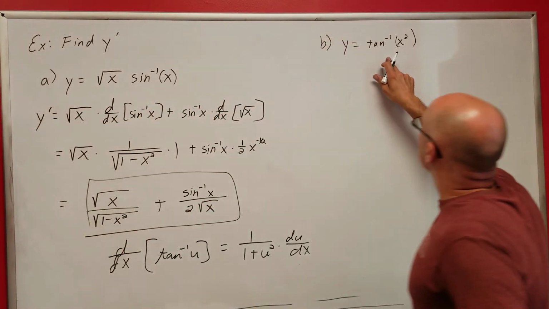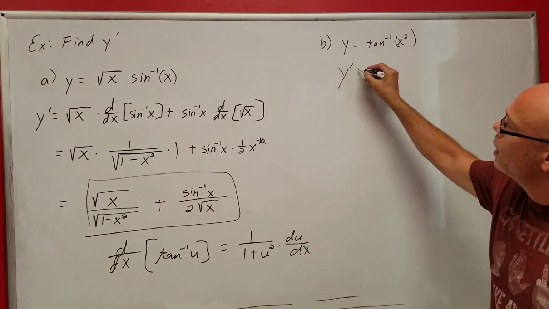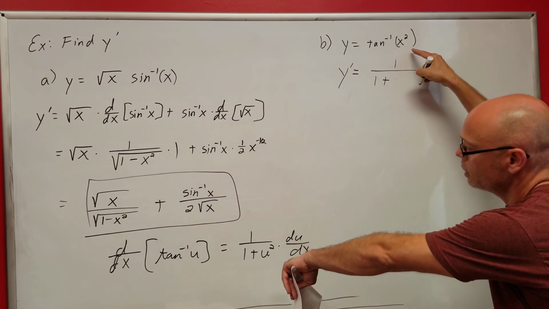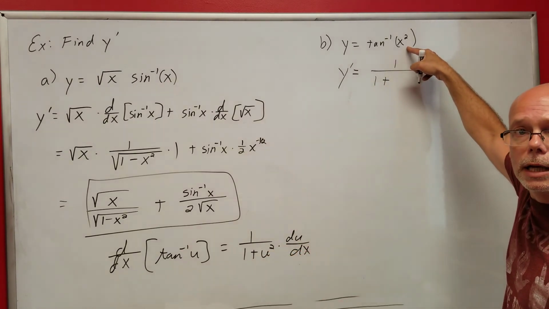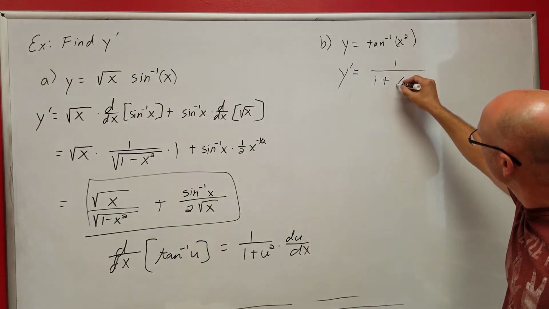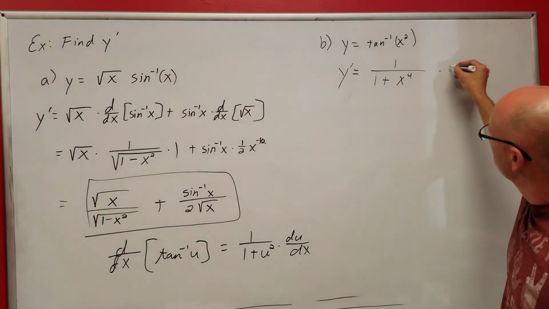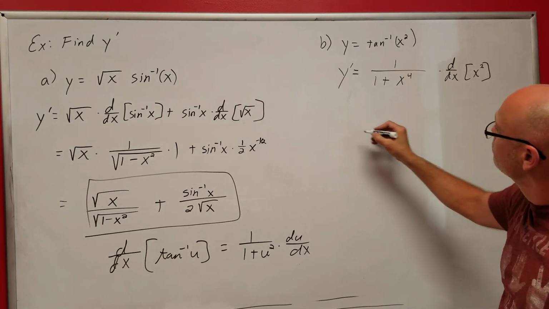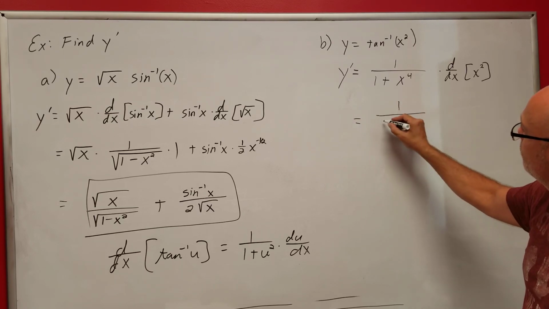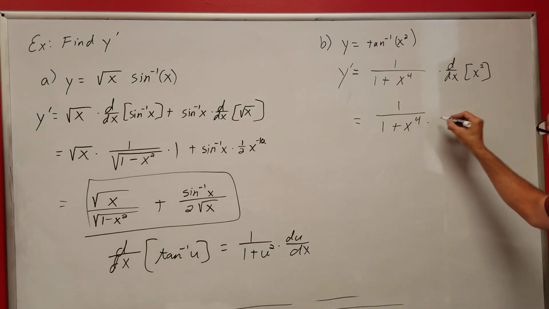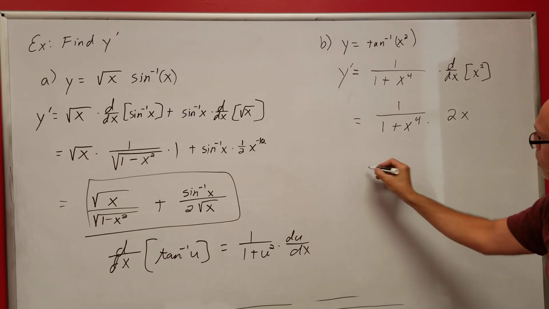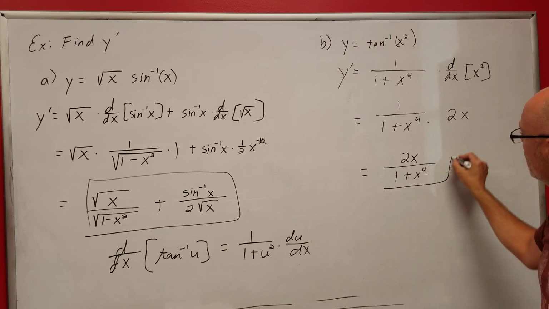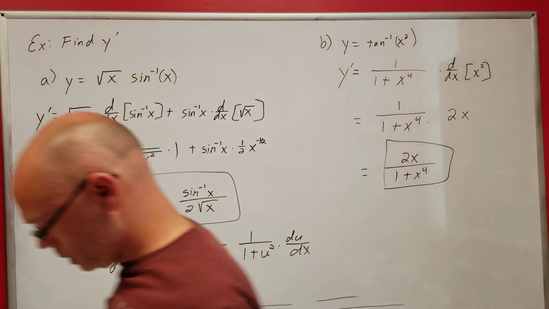All right, if I want to take the derivative of this, I can say y prime is equal to 1 over 1 plus the argument squared. What's x squared squared? X to the 4th, times the derivative of the argument. So that's 1 over 1 plus x to the 4th times 2x. Or we can say 2x over 1 plus x to the 4th. There we go.